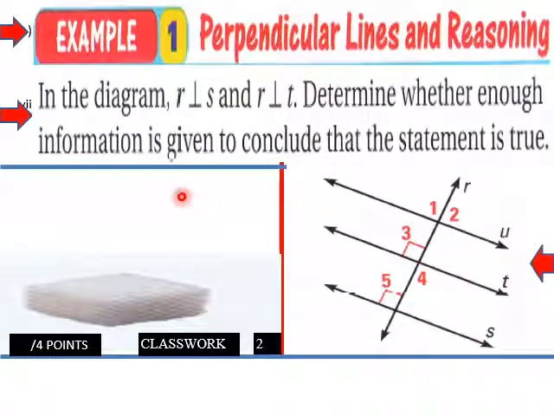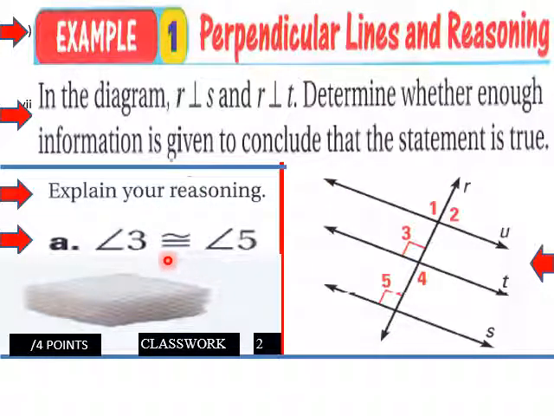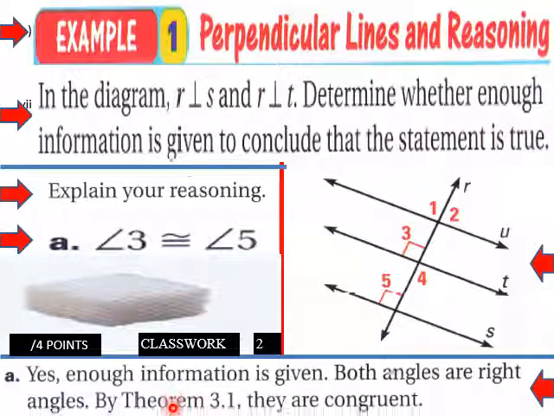Example 1, perpendicular lines of reasoning. R is perpendicular to S, and R is perpendicular to T. So here's R, then T is here, and S is here. Determine whether enough information is given to conclude that the statement is true. Explain your reasoning. Part A: angle 3 is congruent to angle 5.